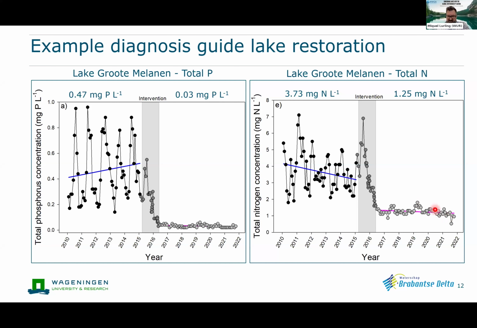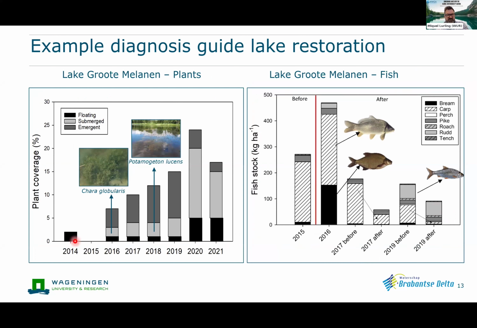After the intervention, cyanobacterial blooms no longer happened. So everybody was quite happy with that. Submerged plants and emergent plants increased over time, and the fish community is gradually going to a more desired composition without huge amounts of carp and bream.